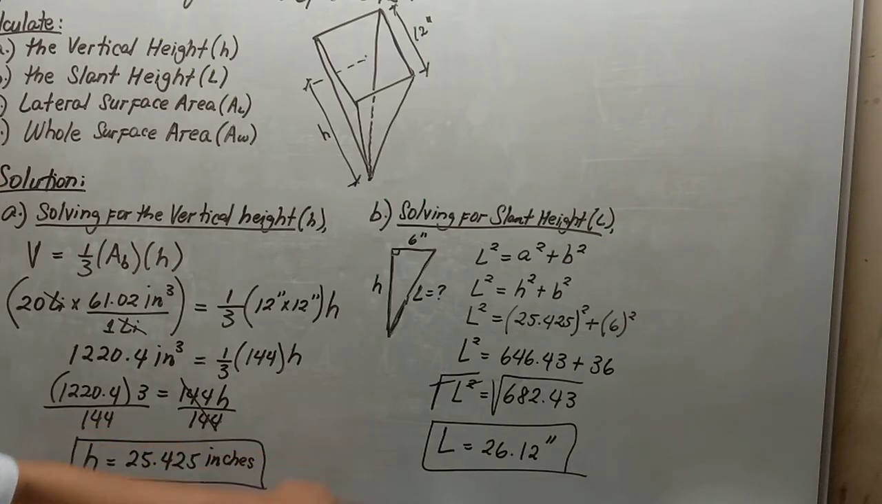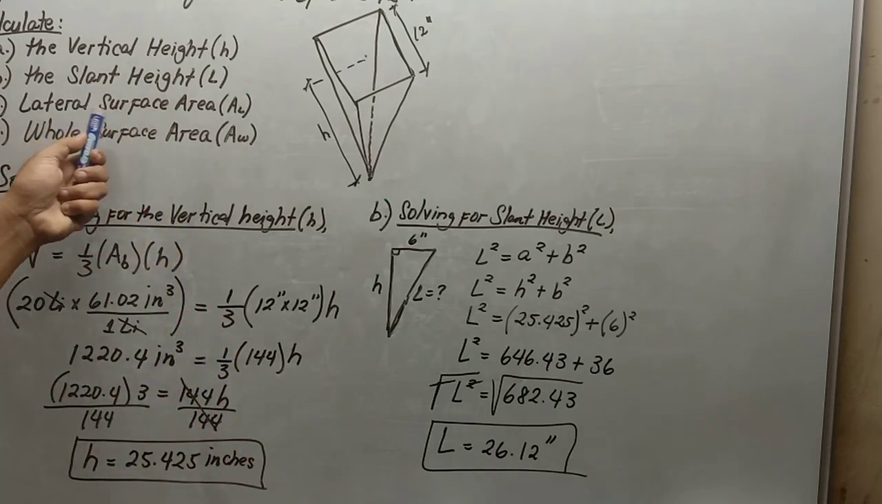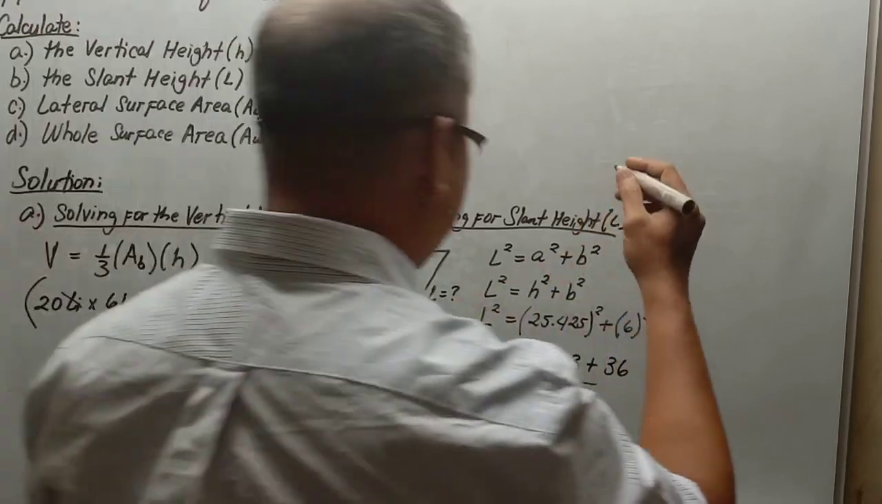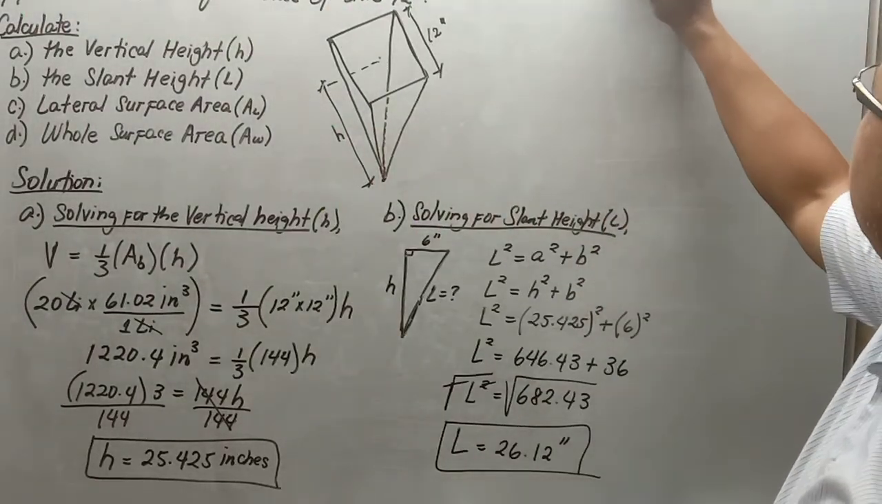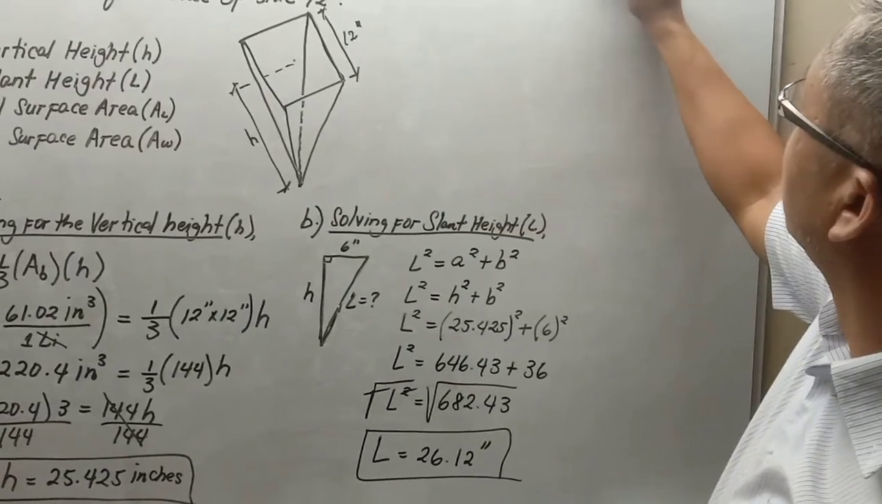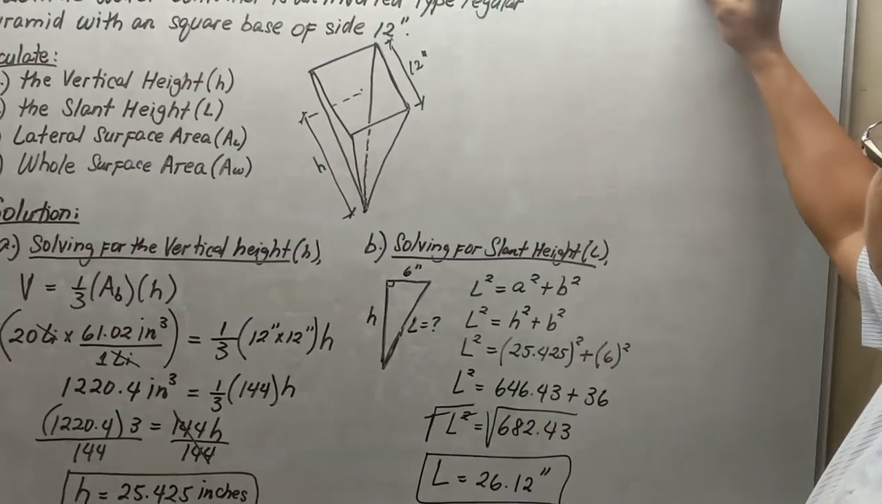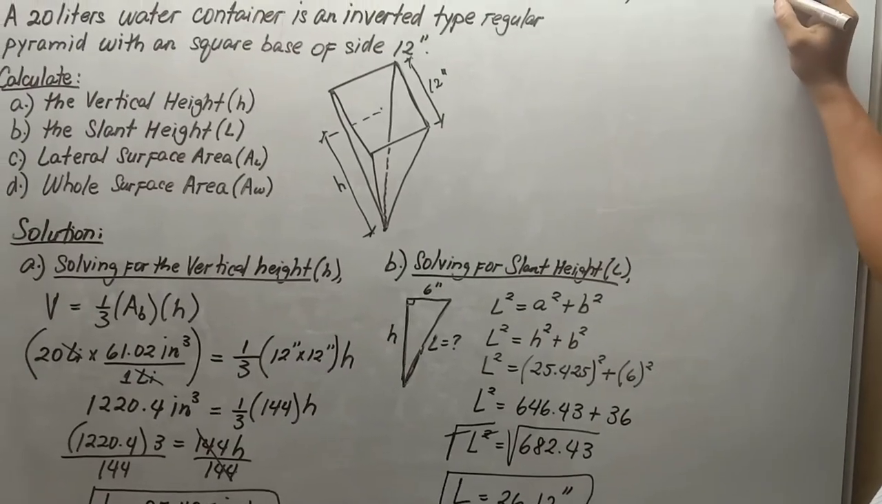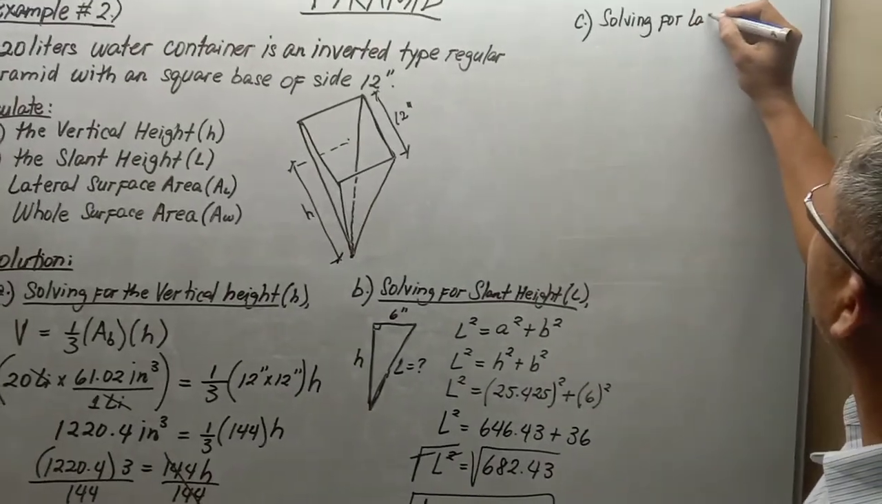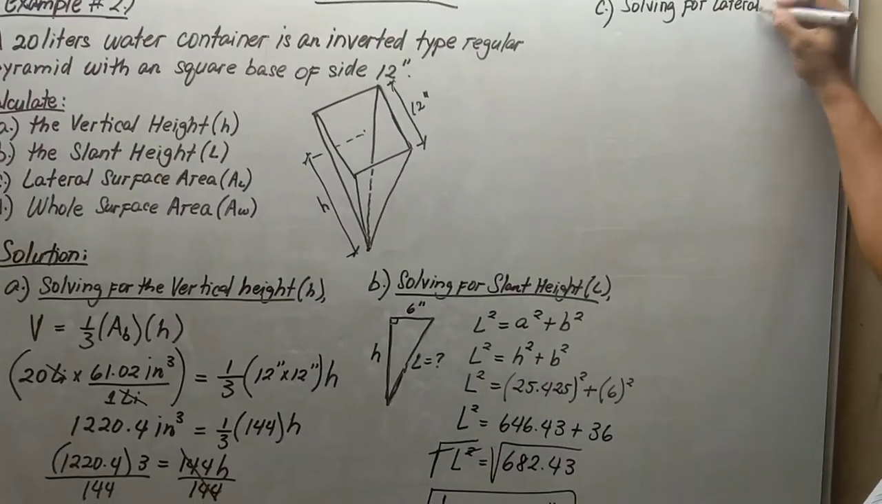Okay, guys, I hope you followed our solution on how to solve the slant height and the vertical height of an inverted pyramid. So the third requirement is the lateral surface area of a pyramid. So let me write here, guys. Solving for lateral surface.